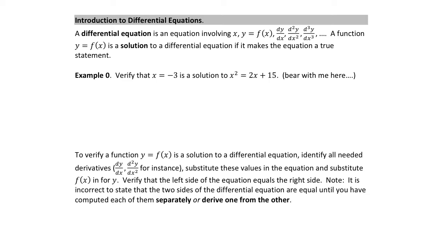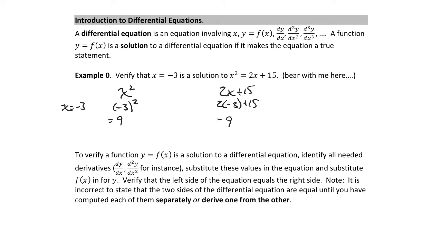Yes, that's true. You can do that. However, all we're doing is verifying that it's a solution. It will be a solution if, when we substitute -3 for x, we get the same thing on both sides. And so I prefer that we do exactly that. We just say, well, I've got x squared, and I've got 2x plus 15. When x is equal to -3, we end up with -3 squared, which is 9. On the right side, we end up with 2 times -3 plus 15, which is also 9.